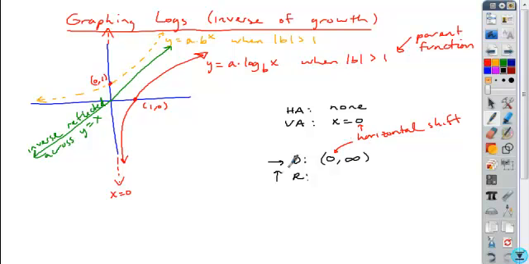The range goes from the bottom up. And what you can see here is there's no limit to the lowest y, no limit to the highest y. And so the range is going to be all real numbers, from negative infinity to positive infinity.